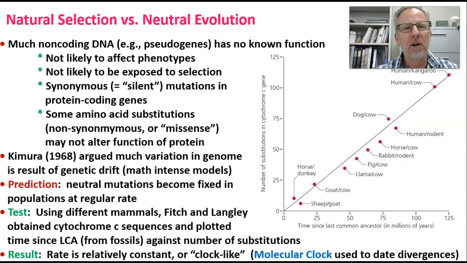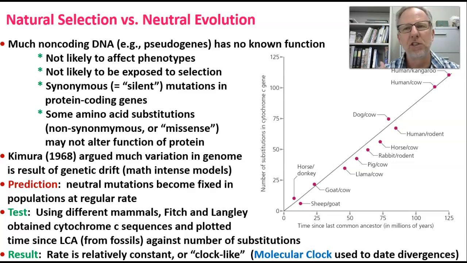Here, we are coming back to the topic of natural selection and neutral evolution and seeing how we can use neutral evolution to estimate how long ago certain events happened or how long ago lineages split up from a common ancestor. So before we get to that concept, let's first reiterate that a lot of our non-coding DNA, such as pseudogenes, don't have any known function.